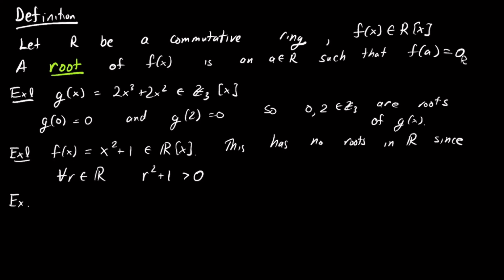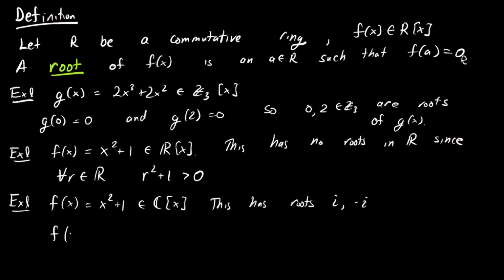But if I change the ring that I'm working with, for example, if I take f of x is equal to x squared plus 1, and I view it as an element of C bracket x, because the coefficients are real numbers, so they're automatically complex numbers, this has roots i and negative i, i being the square root of -1. And in particular, I have f of i is i squared plus 1, which is -1 plus 1, which is 0. And similarly, f of negative i is negative i squared plus 1, which is -1 plus 1, which is equal to 0.